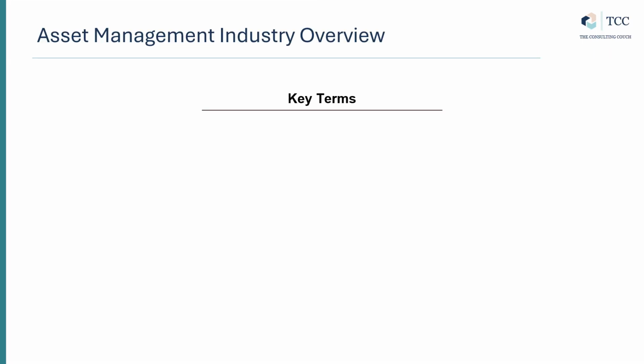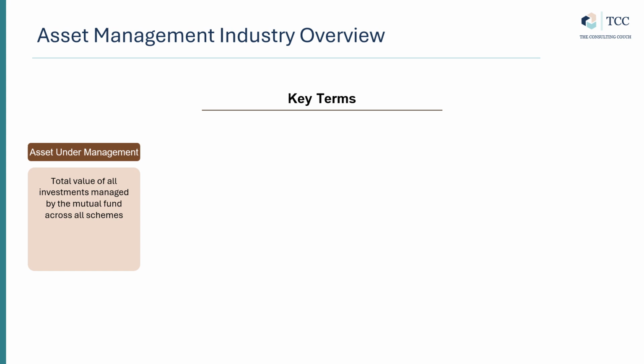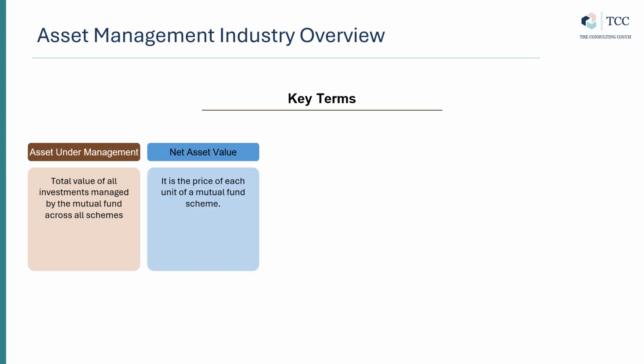So let's first discuss what are the key terms associated with an asset management industry. The first and the most important term is asset under management. It is the total value of all investments managed by the mutual fund across all schemes. The next term is net asset value or NAV. It is the price of each unit of a mutual fund scheme. So typically when a new mutual fund is released in the market, every unit is priced at 110 rupees. And then as per the daily performance of the mutual fund, the price or the NAV keeps changing.